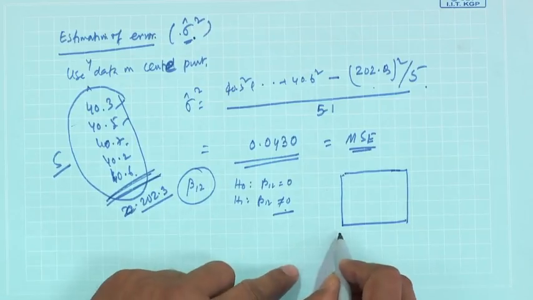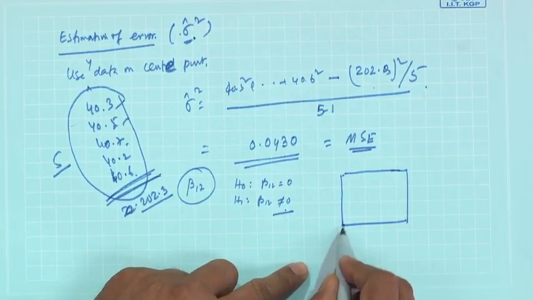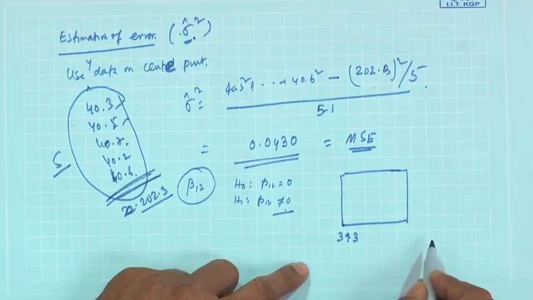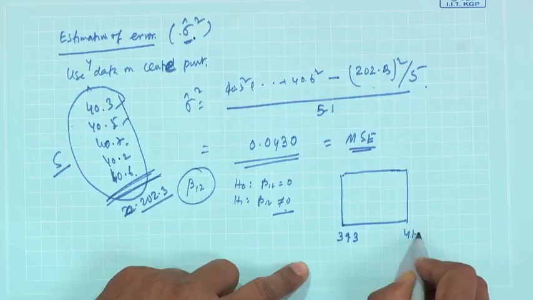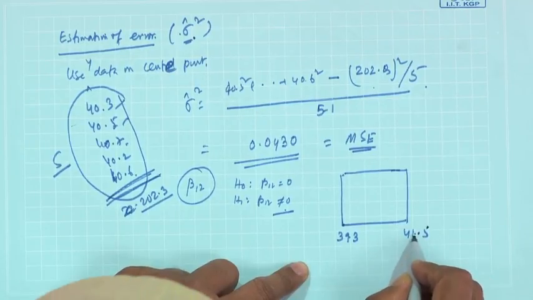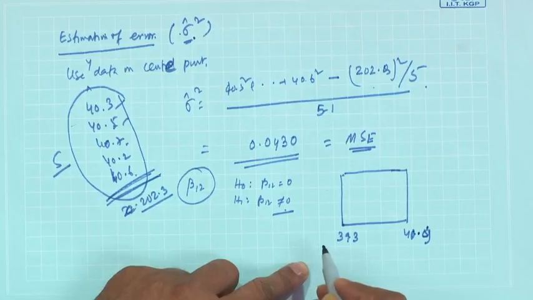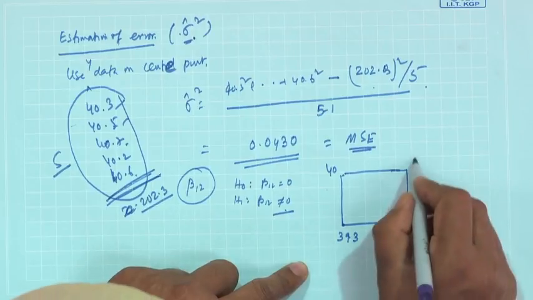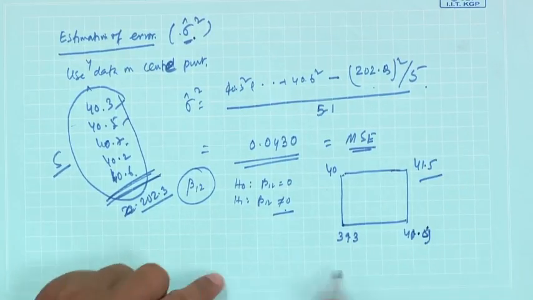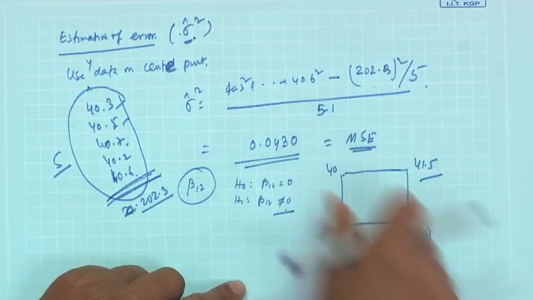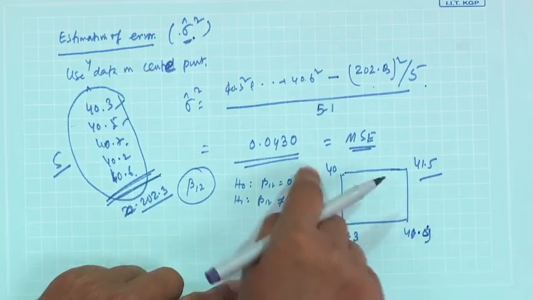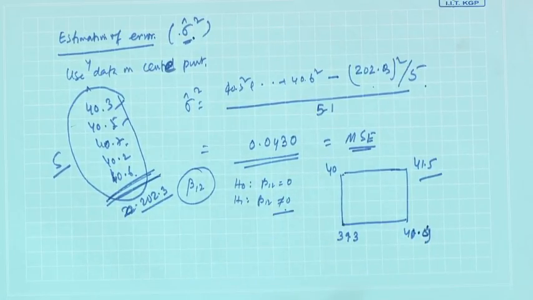So, what are the factorial point values at low and high? When both are at low, the mean is 39.3. When x1 is at high, this is 40.9. When x2 is high, this is 40, and both at high, 41.5. So, the interaction effect will be the average of both at high plus both at low, by 2, minus the average of the other two.